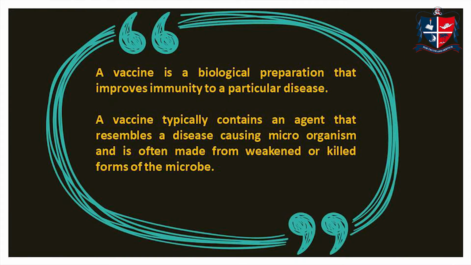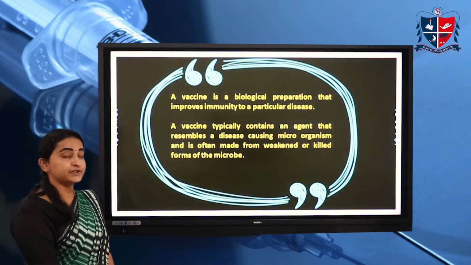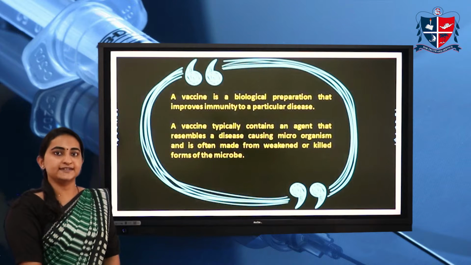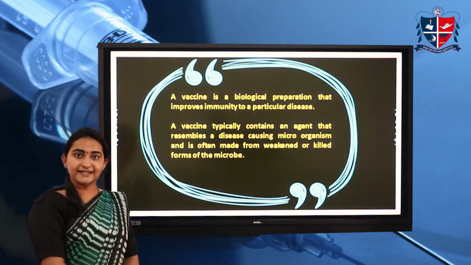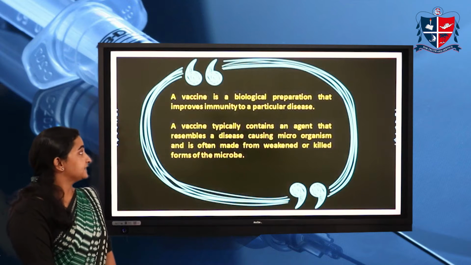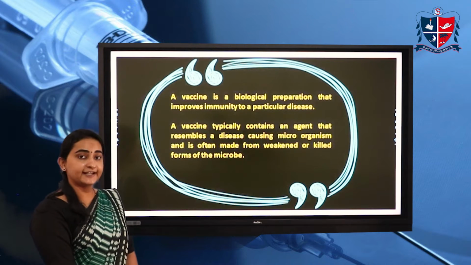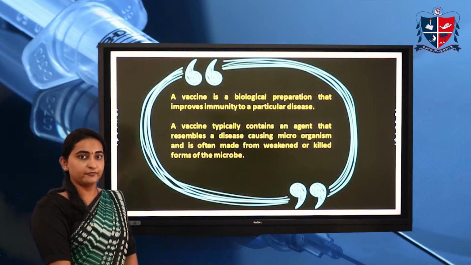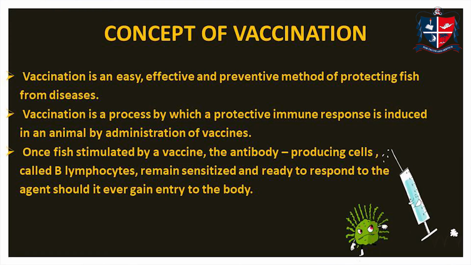So moving on to the definition of vaccine. In simple terms, we can say that a vaccine is a biological preparation that improves immunity to a particular disease. So, by administering a vaccine into a fish, the immunity of the fish is increased towards a particular disease. A vaccine typically contains an antigen or agent that resembles a disease-causing microorganism, and it is often made from the weakened or killed form of the microbe. So the weakened or killed form of the microbe which causes a disease is used for the preparation of that particular vaccine.